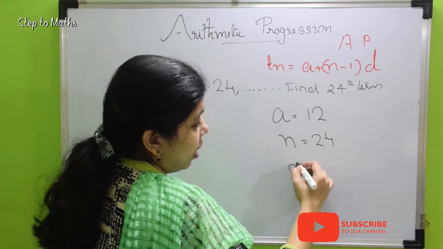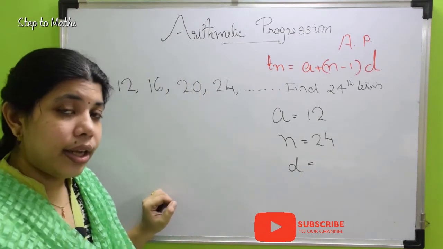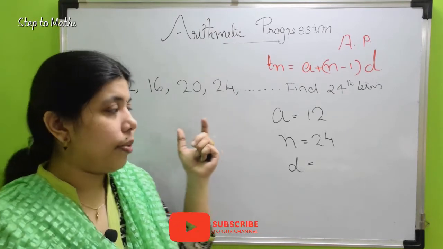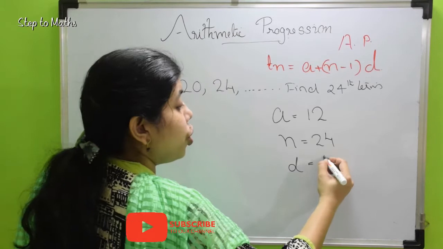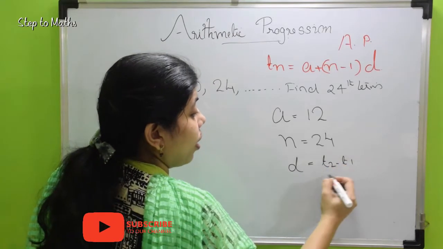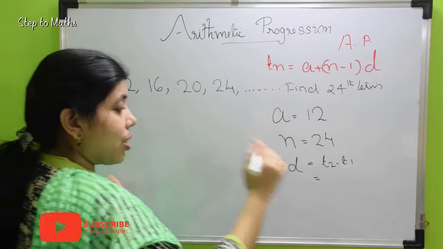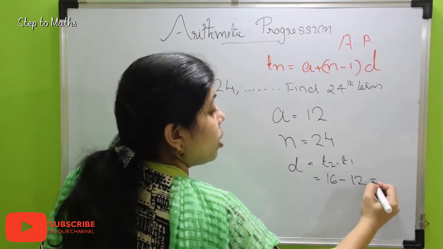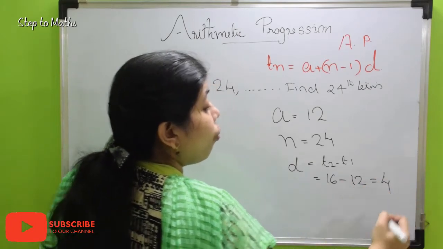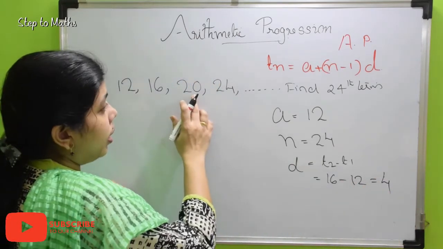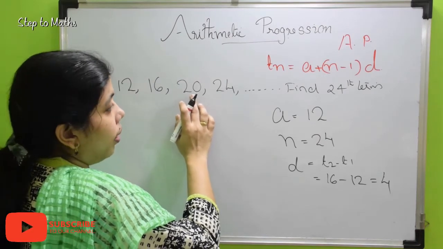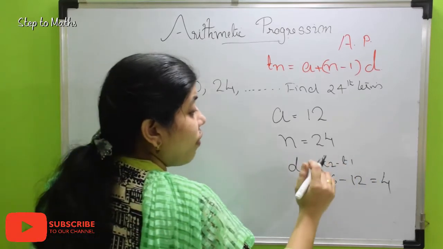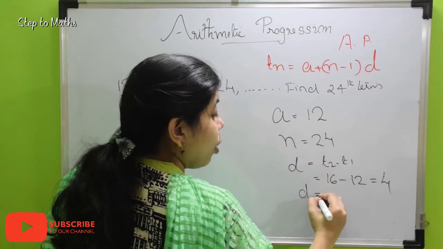Next is D. How can we find the value of D? D is the common difference of this arithmetic progression. D is T2 minus T1. T2 is 16, T1 is 12. 16 minus 12 is equal to 4. Then T3 minus T2 is also 20 minus 16. That is also 4. So, the value of D is 4.